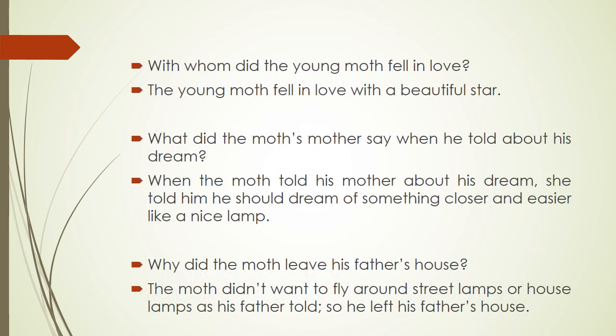Now, the question answers from the last part. A Moth with a Dream. With whom did the young moth fall in love? The young moth fell in love with a beautiful star. What did the moth's mother say when he told her about his dream? When the moth told his mother about his dream, she told him he should dream of something closer and easier, like a nice lamp. Why did the moth leave his father's house? The moth didn't want to fly around street lamps or house lamps as his father told him, so he left his father's house.